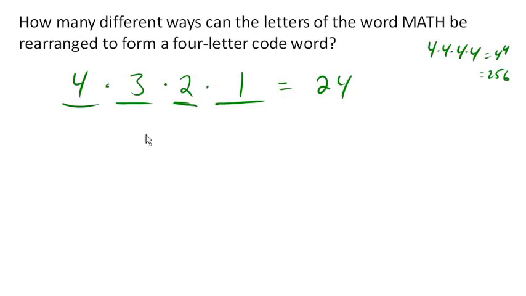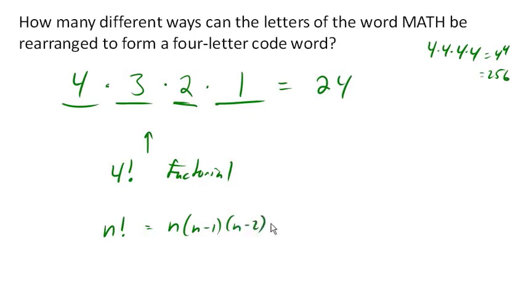Now, this sort of computation is done so often that we come up with a shorthand notation for it called the factorial. In general, the idea is that n factorial means that number times 1 less times 1 less, and keep on going all the way down until you get down to 1. So it's multiplying numbers in decreasing order till you get down to 1. So this is 4 factorial, 4 times 3 times 2 times 1. Okay, let's look at another problem.